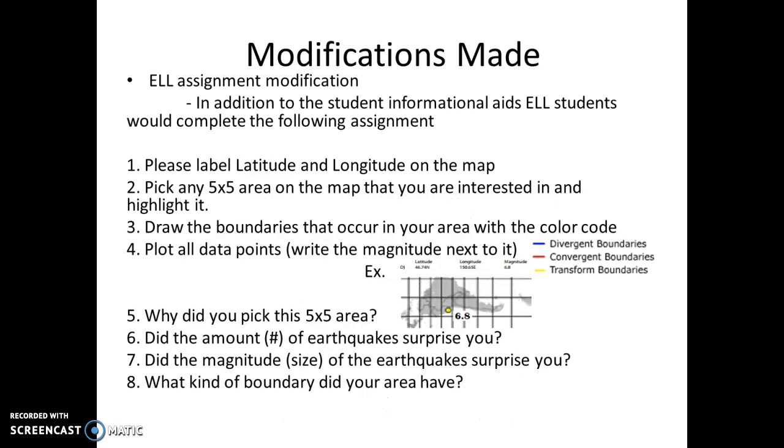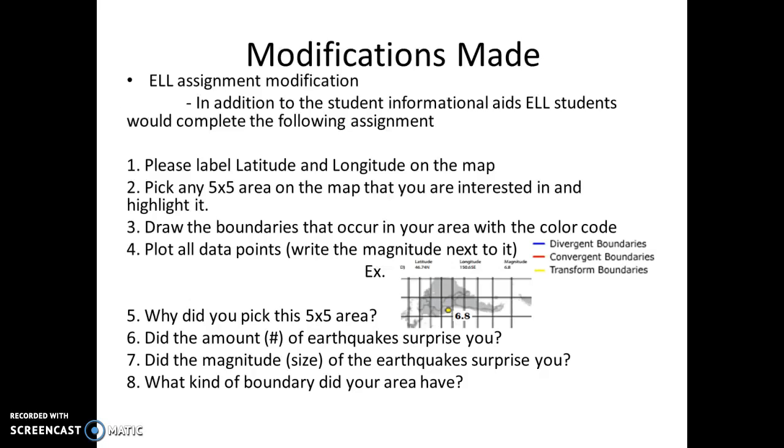So this is the main ELL assignment that was handed out. They still had to plot those points. However, if you'll see in number 2 here, it says pick any 5 by 5 area on the map that you are interested in and highlight it. So instead of doing a 10 by 10, they did a 5 by 5. I gave them a color code, a color key on how to label the boundaries that are in that 5 by 5 area. I gave them an example on plotting a data point here, being a 6.8 magnitude.